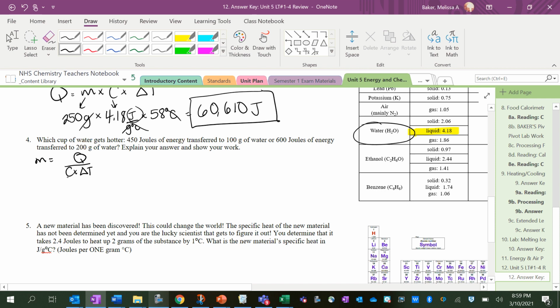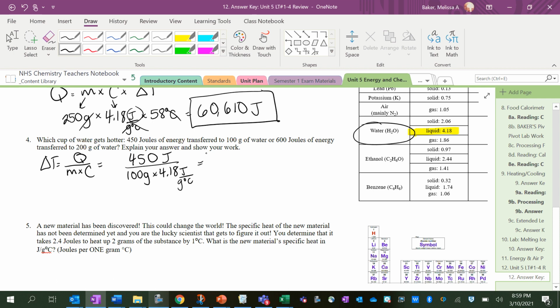Oops, that's not what I wanted. I want to switch these two. So change in temperature equals Q over mass times specific heat. So let's do it for the first cup of water. 450 joules is transferred to 100 grams of water, and we know the specific heat for water is 4.18 joules per gram degree Celsius. So this is going to give us units of Celsius.